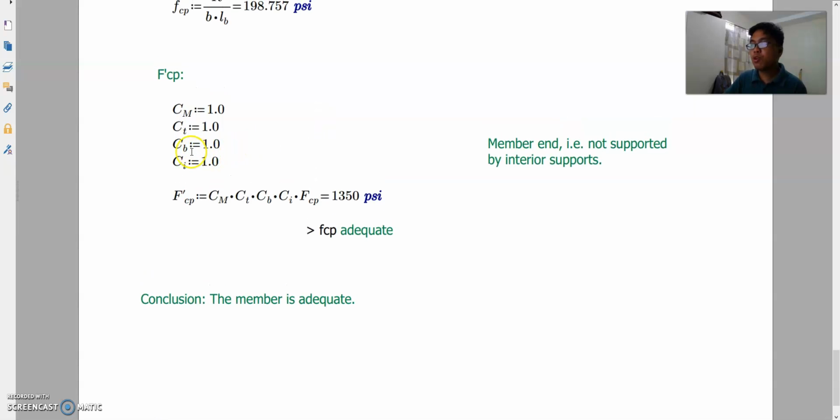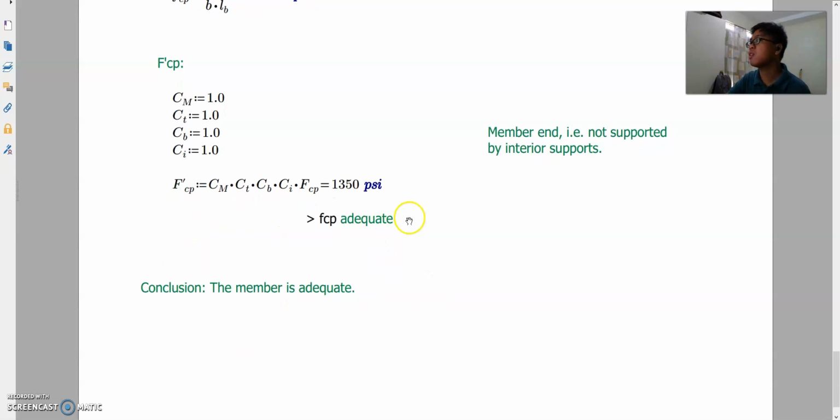We did not compute for CV, or rather we have a CV equals 1 because this is not an interior support, it's just at the ends. And so CV equals 1, and since for all the limit states it is adequate, therefore the member is adequate. Okay?